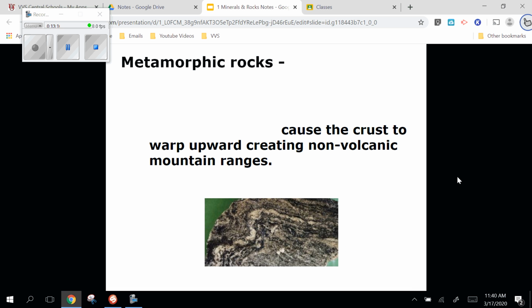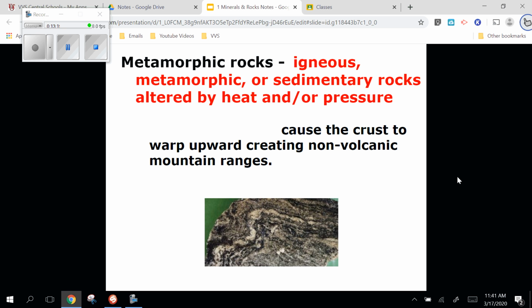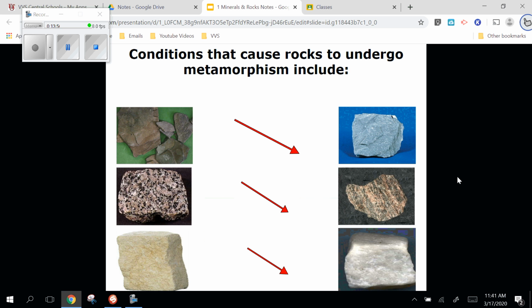All right, and finally, metamorphic rocks. Igneous, metamorphic, or sedimentary rocks altered by heat and or pressure. Usually we're talking about continental collisions. We're talking about some tectonic forces here. All right, when two continents collide, they put a lot of pressure on those rock layers. And that pressure, along with the heat that's generated, causes the rocks to change. And they turn into metamorphic rocks. This happens to be an example of a nice metamorphic rock.